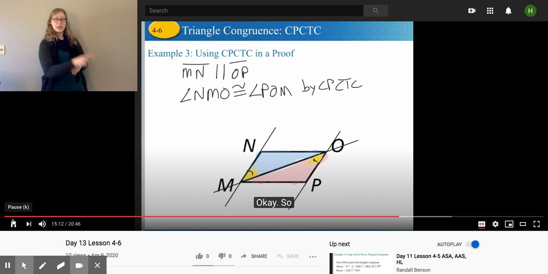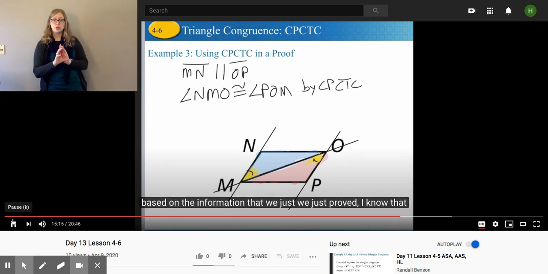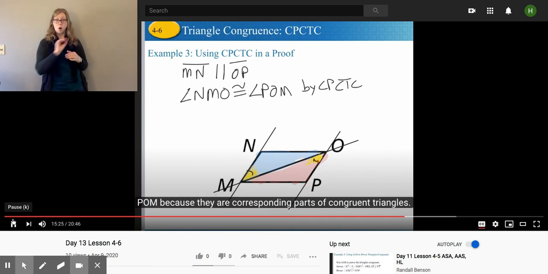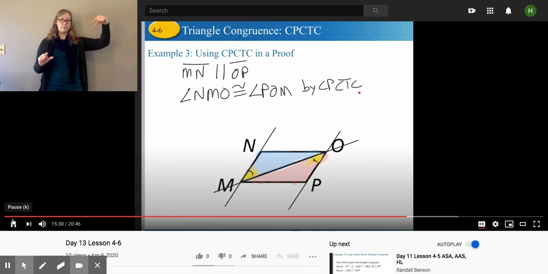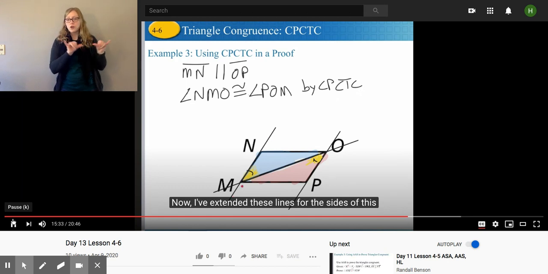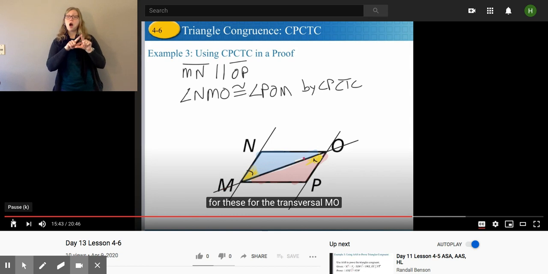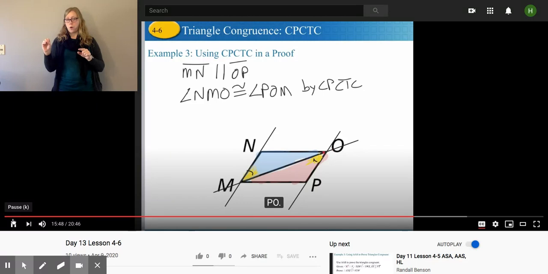Okay, so based on the information that we just proved, I know that angle NMO is going to be congruent to angle POM because they are corresponding parts of congruent triangles. Now I've extended these lines for the sides of this quadrilateral and also the transversal just to emphasize that these are alternate interior angles for the transversal MO crossing the lines NM and PO.